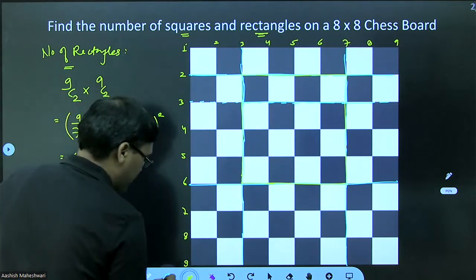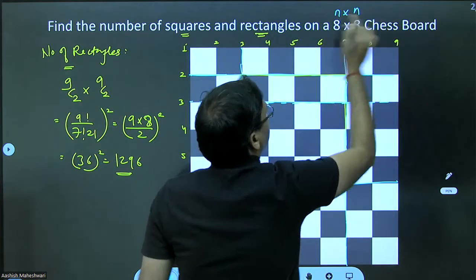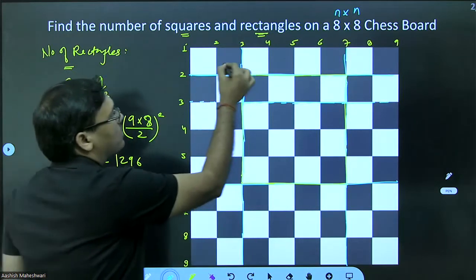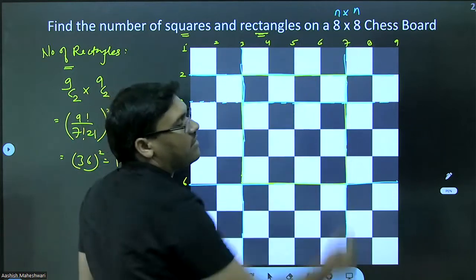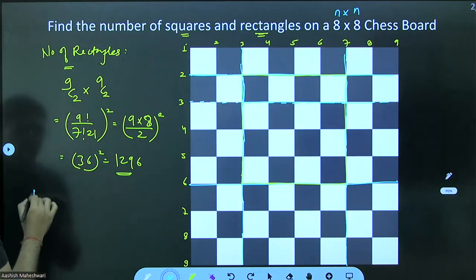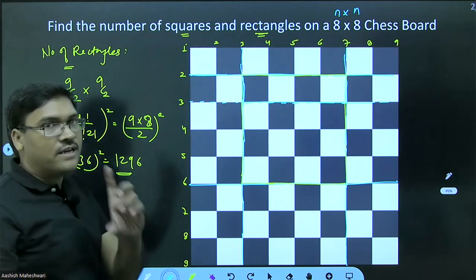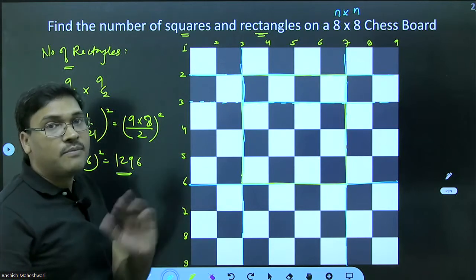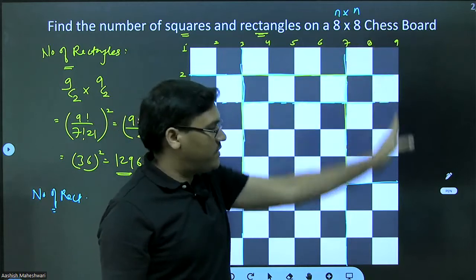Now, if I want to generalize this, say we have an n cross n chessboard, or n cross n grid. Here we have 1, 2, 3, 4, up to 8, so this is 8 cross 8. Similarly, if I have n cross n boxes, how many lines will there be? How many vertical lines will there be? n plus 1 vertical lines. And how many horizontal lines? n plus 1 horizontal lines. You can see here we have 8 cross 8, so we have 9 vertical lines.